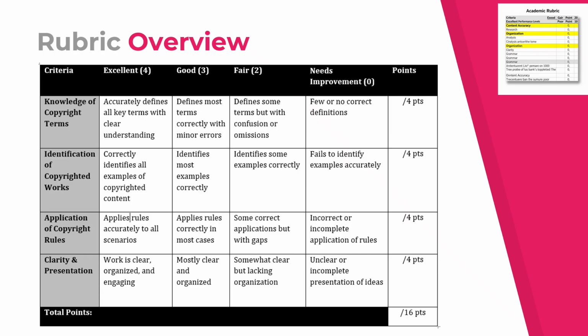Application of rules, which evaluates how well they apply copyright and fair use principles to real or hypothetical situations. And clarity of presentation or explanations, which reflects their ability to communicate ideas effectively and support their reasoning with accurate examples. Together, these criteria provide a balanced assessment of both comprehension and practical application.